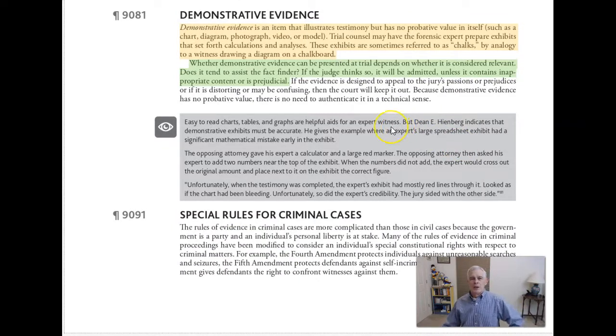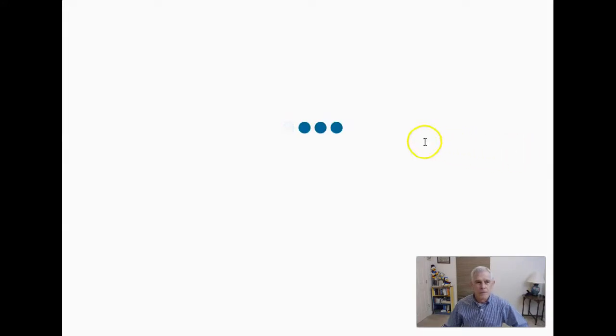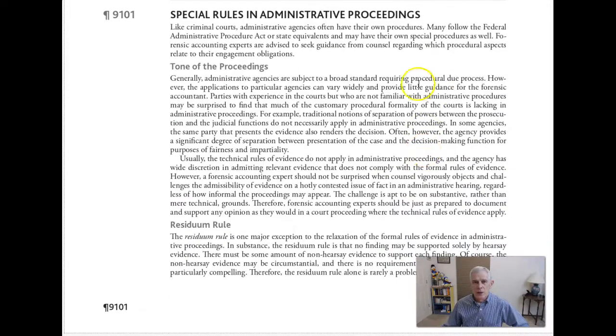Now, demonstrative evidence is just a chart prepared that maybe summarizes other evidence. So it can be a chart, a diagram, photograph, video, a model, or so forth. These may or may not be allowed. It's up to the judge. Talk to your attorney. See if your attorney wants to prepare one of these for presentation. But the judge can always toss this out. So, again, does it assist the fact finder? If the judge thinks so, it'll be admitted. Let's see, I'll let you read through this.